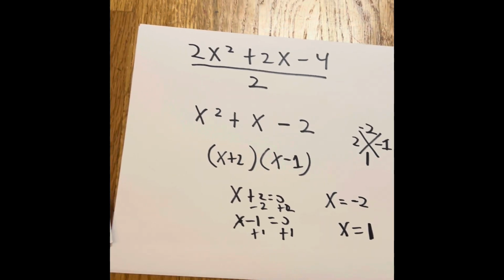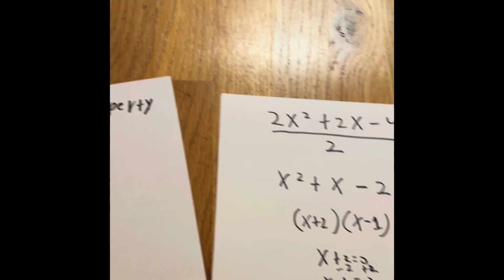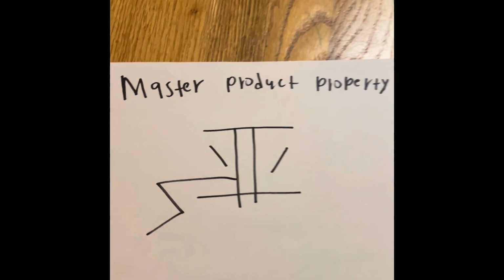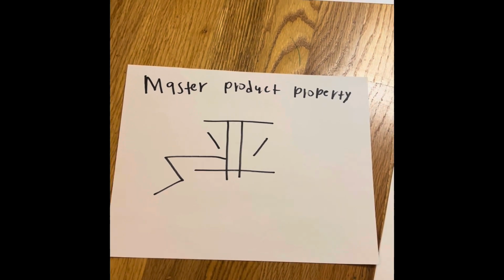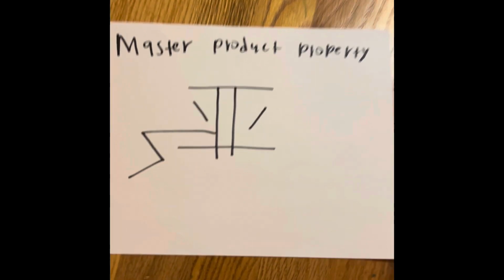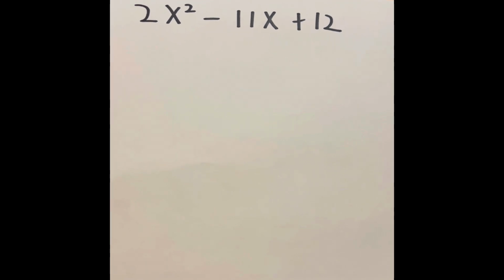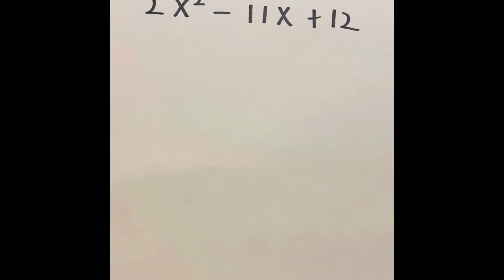But sometimes the equations are not going to be as friendly as you think. That's why we're going to talk about the master product property. So here is our next equation: 2x squared plus 11x plus 12. It is still in standard form, but 11 is a prime number and cannot be evenly divided by 2. You can't divide 11 by 2.